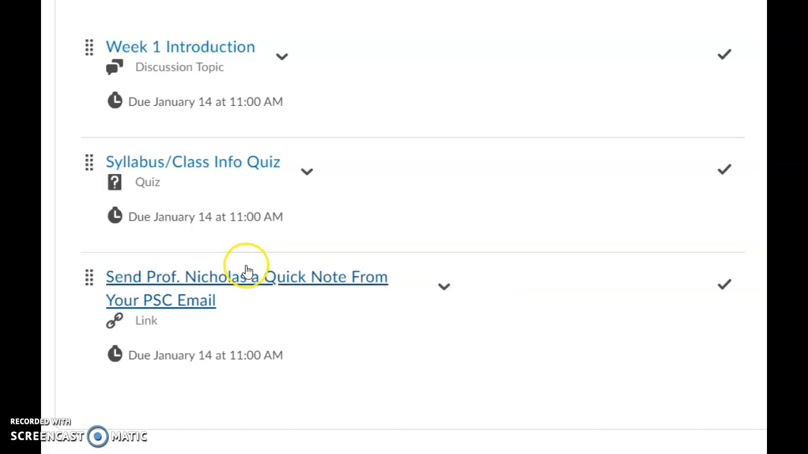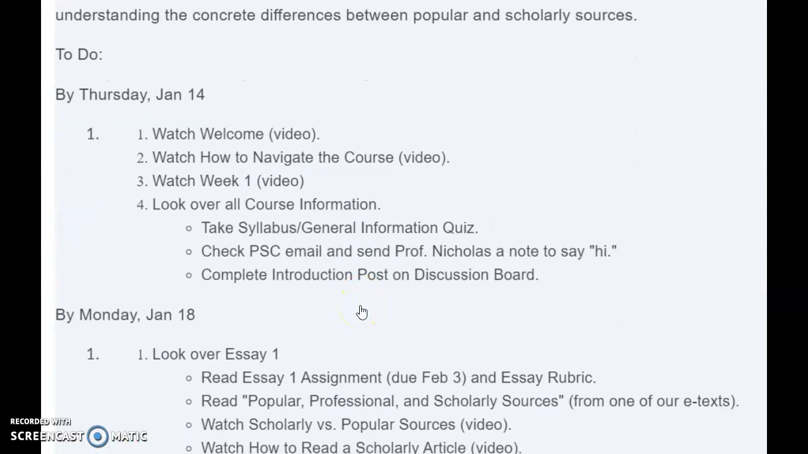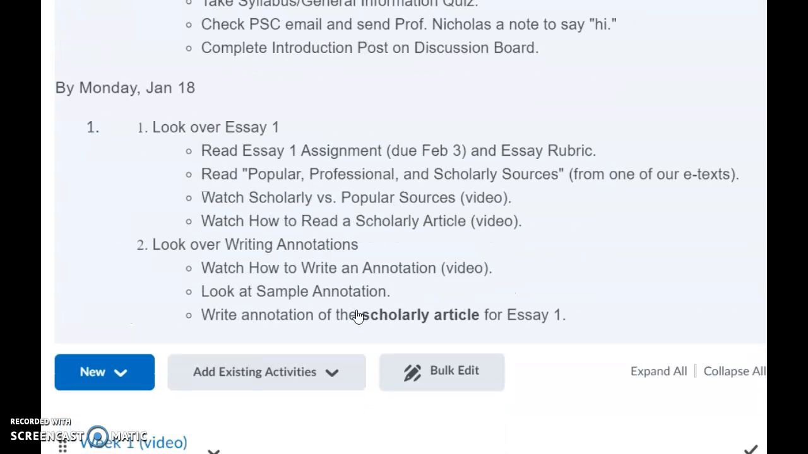And then this is a link to send me an email. If you're logged into your Prairie State Gmail account, it should open your Prairie State Gmail account. If you're logged into a personal Gmail account, it might default to that one, so do check, okay? So that's just introductory stuff, the getting to know you, saying hi, making sure you're in the class, make sure we know everything that's going on, okay?